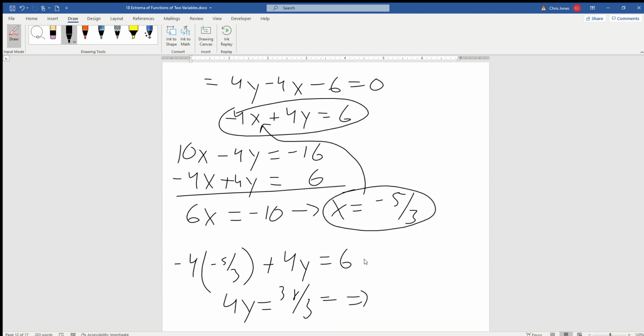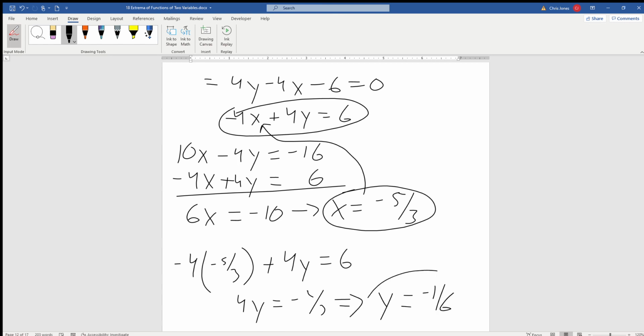Oops, no, I made an error again. Oh boy, not good. All right, so this is a positive 20/3. So 4y is going to be equal to 6 minus 20 over 3. All right, that's going to be negative 2/3. And so that means that if we divide by 4, y is going to be equal to negative 1/6. Hopefully.